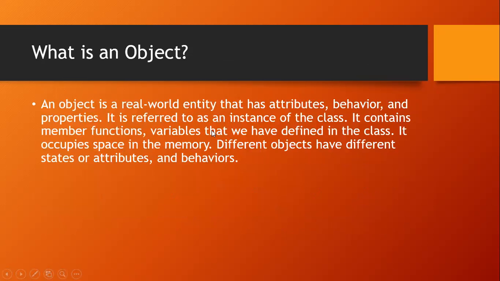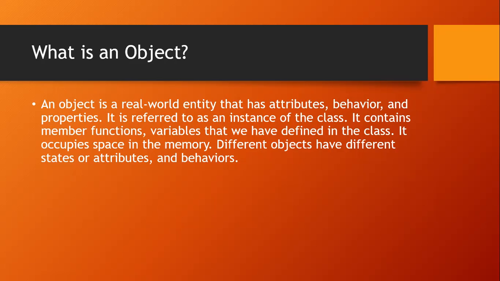Since object is a building block of object-oriented programming, let's understand what is an object in detail. An object is a real-world entity that has attributes, behavior, and properties. It is referred to as an instance of the class. It contains member functions and variables that we have defined in the class. It occupies space in the memory. Different objects have different states or attributes and behavior. So you can understand an object to be a real-world entity which has its own attributes, its own behavior, its own variables, and it points to a class.